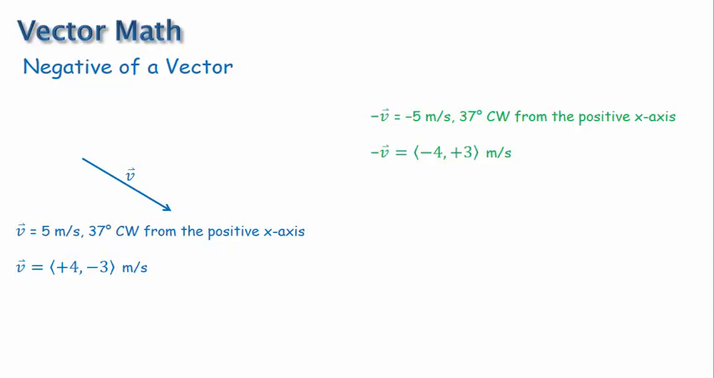If you drew this negative vector, it would look like this, which we can clearly see from the Cartesian components shown here.